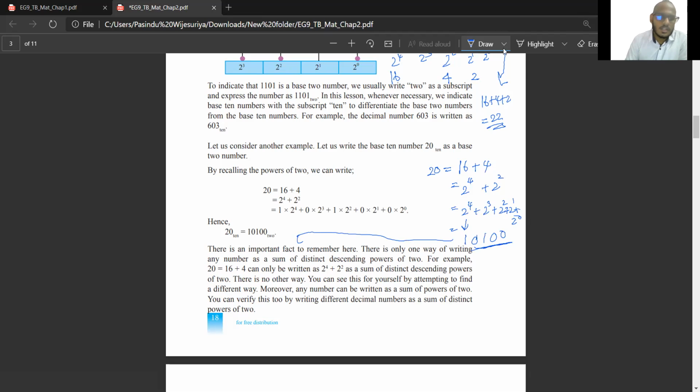If I put a random number, let's say 27, how do you write 27? We can write 27 as 16, because we can't use 2 to the power 5 since it's 32. 16 plus 8 is 24, plus 1 plus 1 plus 1. So here we can say 2 to the power 4 plus 2 to the power 3 plus 3 times 2 to the power 0.